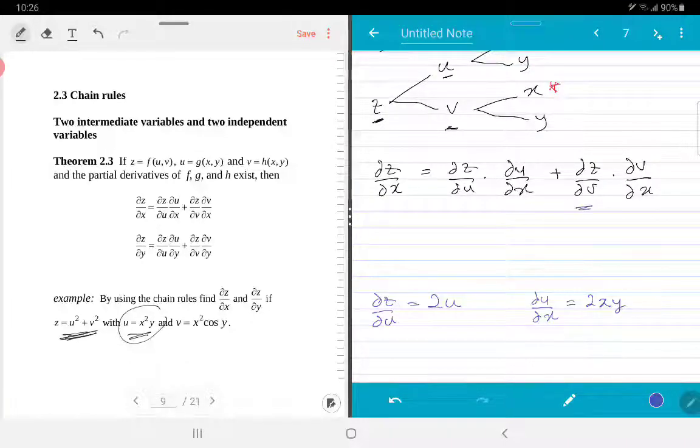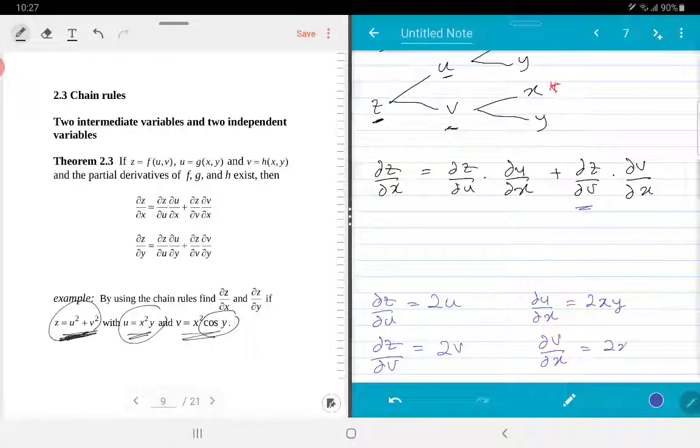We also need partial z, partial v. Going back to this function again, but now we hold u as a constant, so we have 2v. And we also need partial v, partial x. So this is our v. To get partial v, partial x, we hold y as a constant, so cos y remains as cos y. Differentiate x squared, we get 2x. So we have 2x cos y.